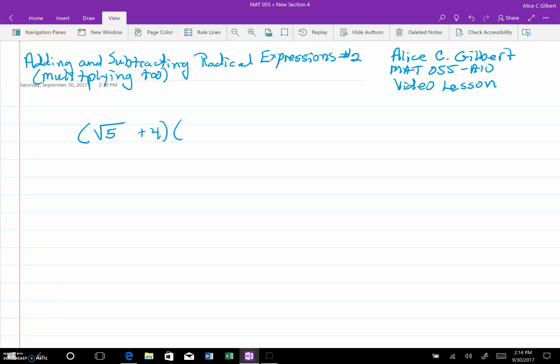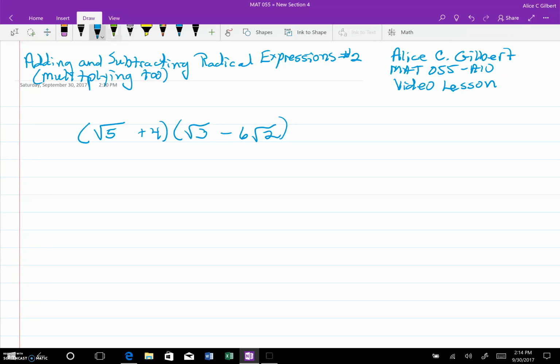Okay, so let's look at this. We've got the quantity square root of 5 plus 4, times the quantity square root of 3 minus 6 times the square root of 2. What a mouthful. But guys, this is just FOILing, what we already know so well. This times this, then this times this, then this times this, and this times this. It's just that it's got some more stuff in it, but don't worry about it.